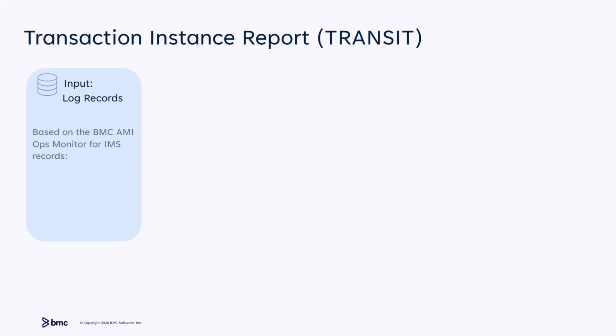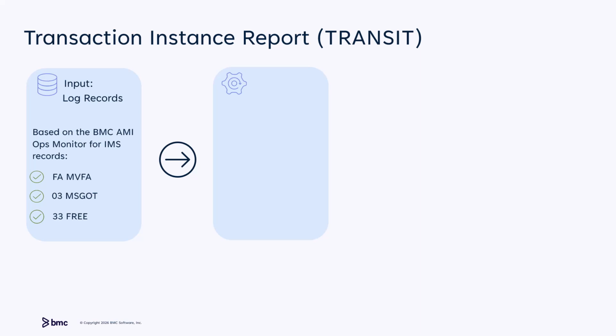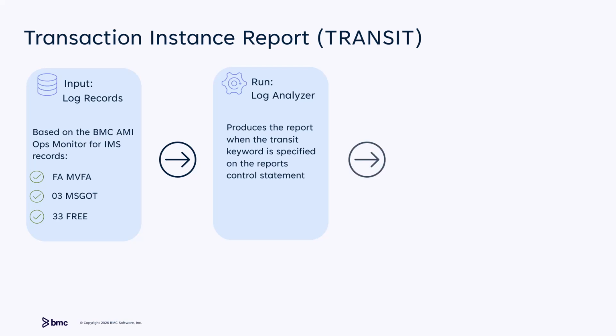The Transit Report is generated by using information from multiple IMS log records, including the BMC AMI Ops Monitor for IMS Type FA record, along with the Type 03 output message and the Type 33 message-free records. By correlating these records, this tool helps you interpret IMS log data to quickly identify performance issues and track transaction activity. This report is available only if the BMC AMI Ops Monitor for IMS product is installed.